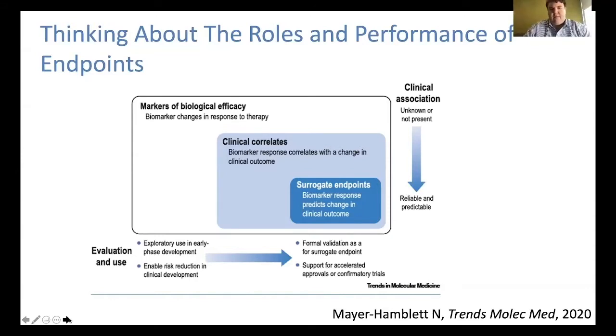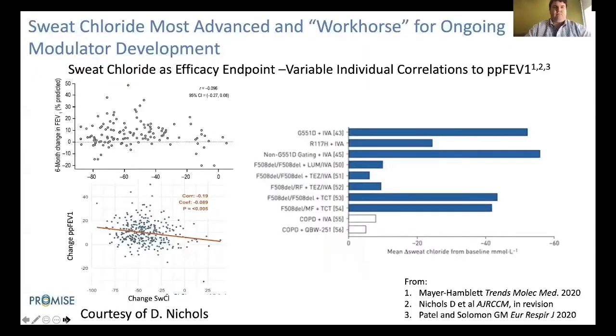As we go in, biomarkers can be developed as clinical correlates, which many of the in vitro and some of the in vivo are now reaching the level of clinical correlation. And then finally, with continued development, may serve as surrogate endpoints for other clinical endpoints like FEV1. We've not reached that level with any of the biomarkers currently. As stated earlier, sweat chloride is the most advanced.